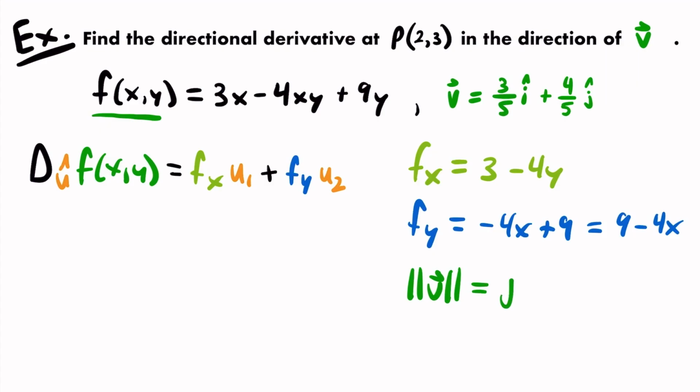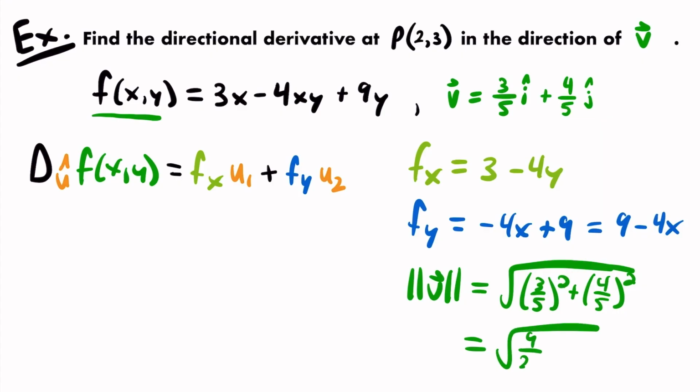To find that, we'll take the square root of the sum of the components squared. So we'll have 3/5 squared plus 4/5 squared. And so simplifying, 3 squared is 9, 5 squared is 25. So we have the square root of 9 divided by 25 plus 4 squared, which is 16. 5 squared is 25. So we have 16 divided by 25.